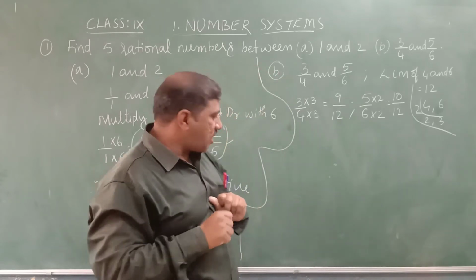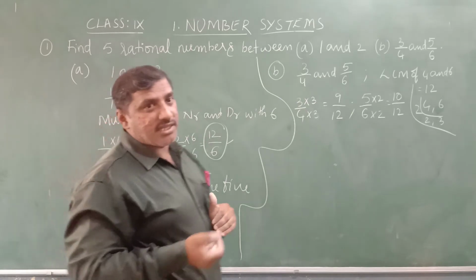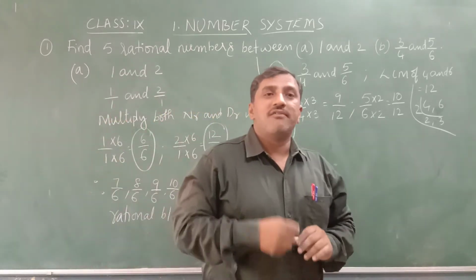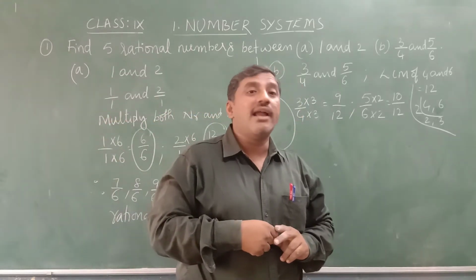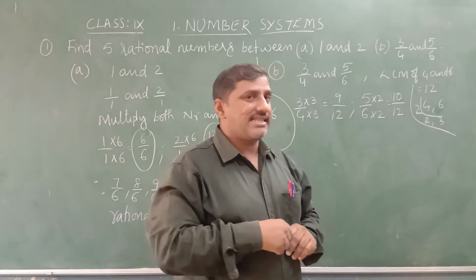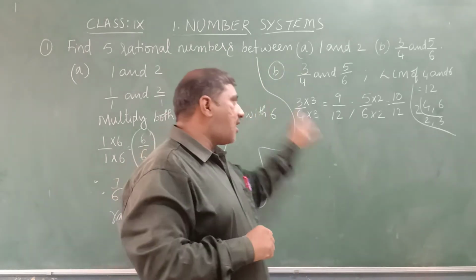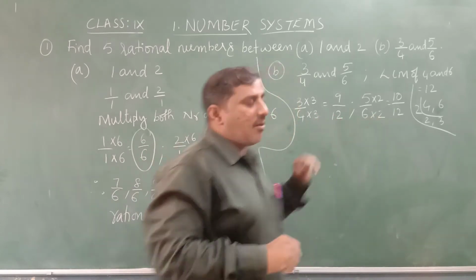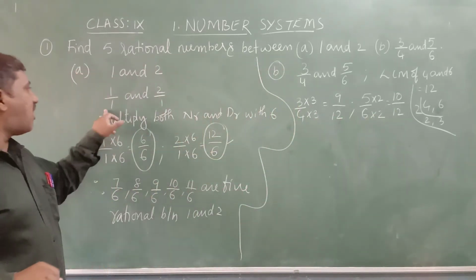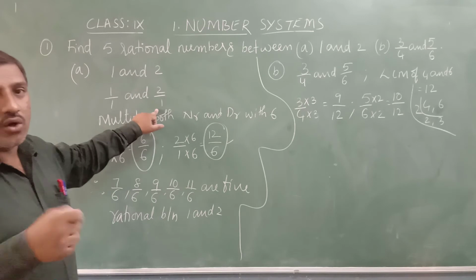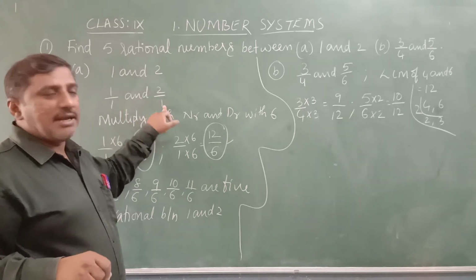What is a rational number? A number that can be expressed in the form of P by Q, where P and Q are integers. But 9.1, 9.2, 9.3 are not integers. Though we got the same denominators, there is no rational number with the same denominator between them.